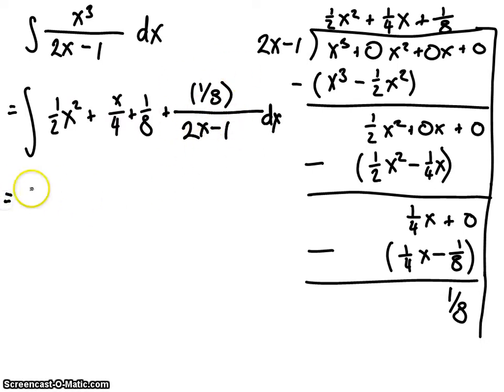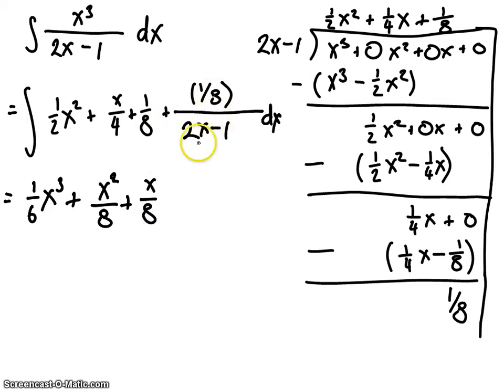So let's integrate this. Integrate a half x squared. I'm going to get 1 over 6 x to the power of 3. Integrate x divided by 4. X is going to go to x squared, and then it's going to be divided by 8. Integrate 1 over 8, I'm going to get x over 8. And integrate this expression. Well, I've still got the 1 over 8, so let's pull that out the front. Integrate this, I get ln of 2x minus 1 in the absolute value signs.